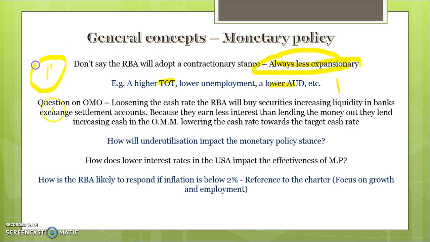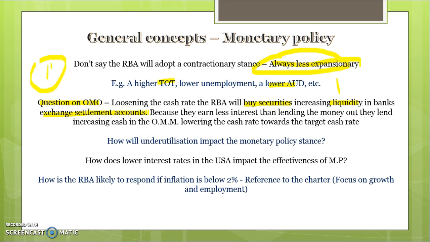Tip 2, when you get questions on open market operations, so it asks you to go through the process that the RBA takes to either tighten or loosen monetary policy, there are a couple of key things you can do to improve the overall depth of your responses. For example, if you're talking about a loosening of the cash rate, state that the RBA will buy securities, and then rather than just saying it's going to increase liquidity, state that it will increase the amount of cash or liquidity in banks' exchange settlement accounts. And then again, you can even explain briefly what that means: exchange settlement accounts are compulsory accounts held by the RBA to settle interbank transactions.